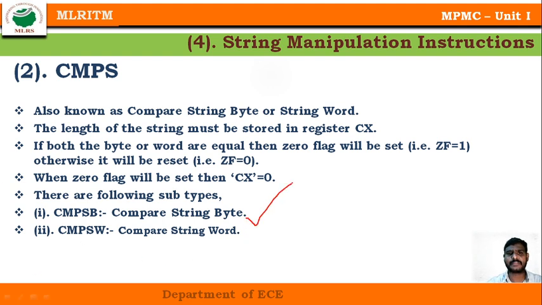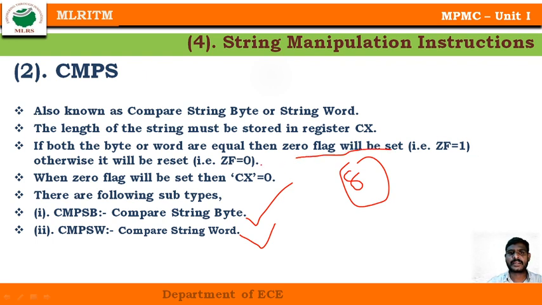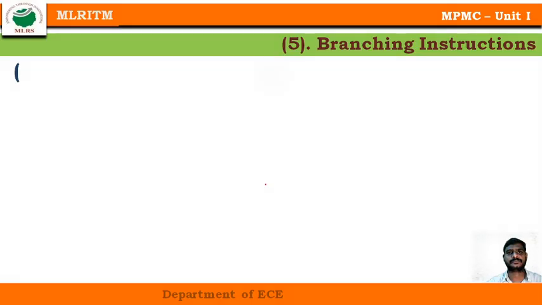Whether I'm going to compare byte-sized data, which means 8-bit or 16-bit data, it will be compared. And when I'm comparing, the zero flag will be affected. If the zero flag is 0, it means the result is compared and both are equal. If it is not 0, it is compared but both strings are not equal. So using the flag register, this compare string instruction takes a decision whether two given strings or two given characters are equal or not equal.